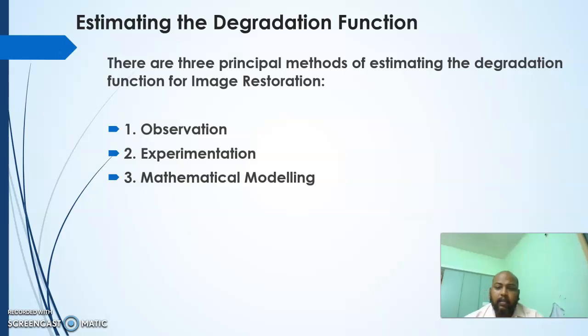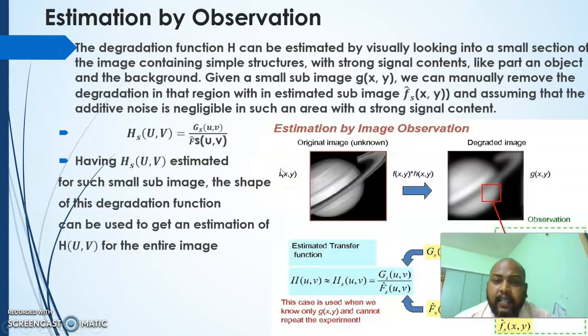So now, to find out the restoration filter, the degradation function is required. So how do we find out the degradation function? There are three principal methods. One is estimation by observation, then estimation by experimentation, and then estimation by mathematical modeling. So different methods are there to estimate the degradation function.